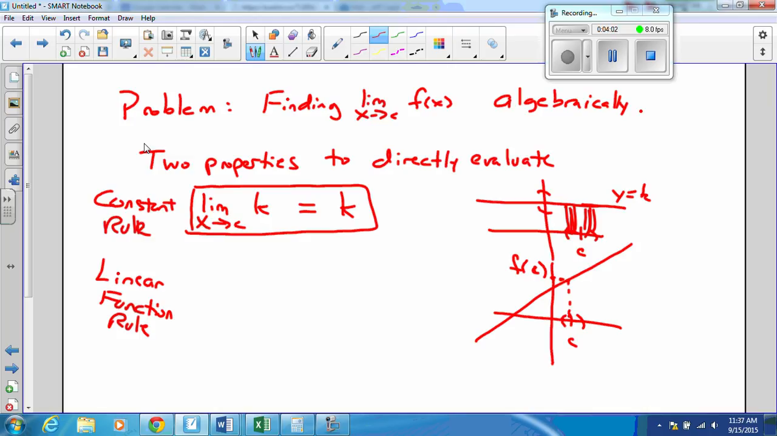What's the equation for a linear function? You all know it? mx plus b, that's right. And so we'll express our linear function rule like this. The limit as x goes to c of any linear function mx plus b is simply equal to the value of the function at that point, mc plus b.